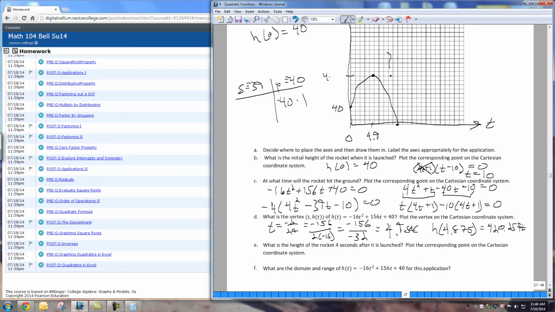So this is 420.25. Notice my scaling isn't exactly correct. As long as I label these values, that's what's important. And this is 10.